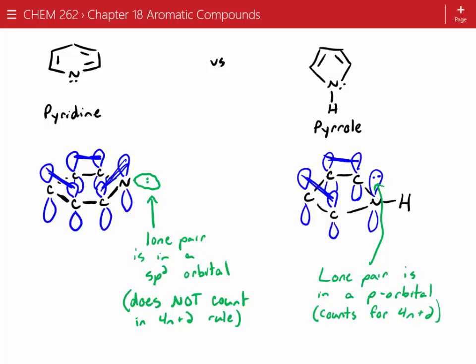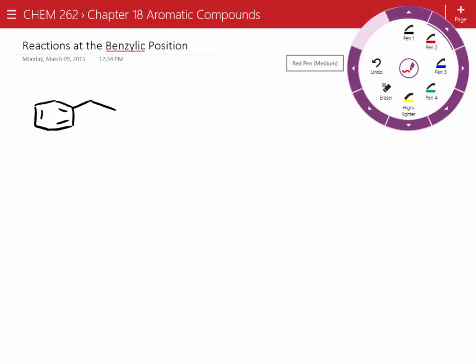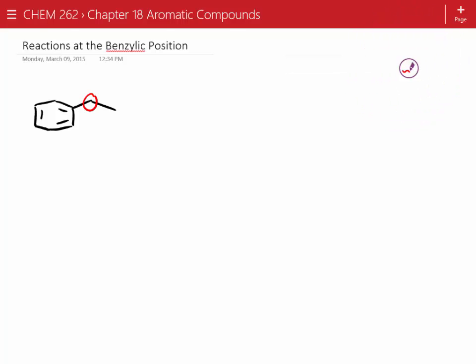Okay. So let's switch gears a little bit and talk about how we can do chemistry on aromatic rings. We'll talk a lot more about this next term, but this term we're going to scratch the surface a little bit. And if we have a benzene ring with an alkyl group coming off of it, we have a very unique position on it. This position right there, that carbon coming off of the benzene ring, is called the benzylic position.